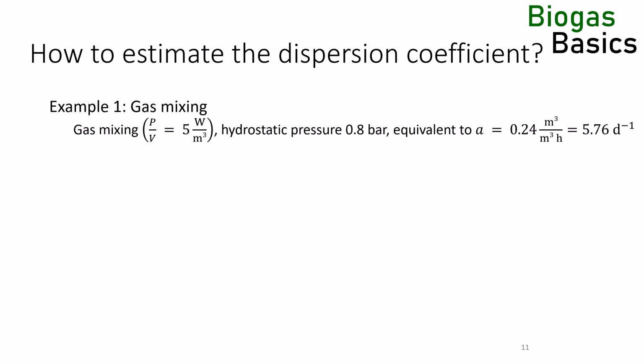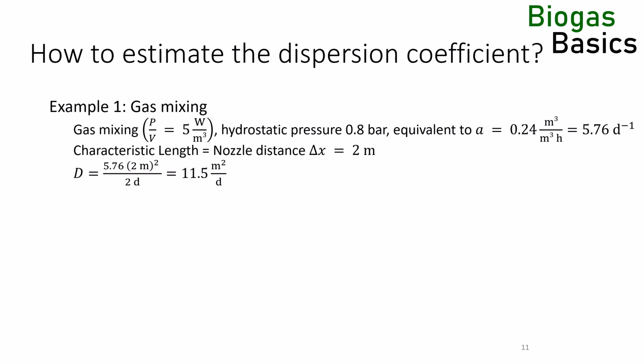In our case, the ratio is 0.24 cubic meter gas per cubic meter reactor volume and hour, or 5.76 day to the power of -1. This is our aeration rate A. The characteristic length is the distance between the gas mixing nozzles, for example 2 meters. The dispersion coefficient is 11.5 square meter per day.